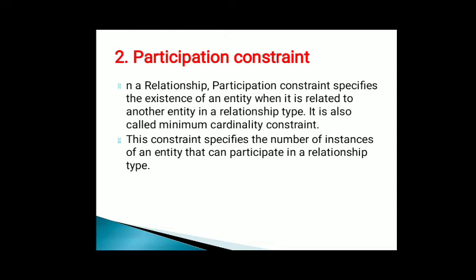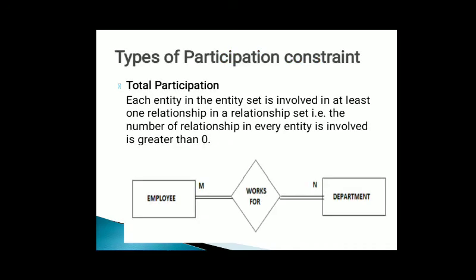There are two types of participation constraint. Number one, total participation. In a total participation, each entity in the entity set is involved in at least one relationship in a relationship set. That is, the number of relationships in which every entity is involved is greater than 0. The figure shows the relationship in a diamond, works for. Employee and department are the entities.